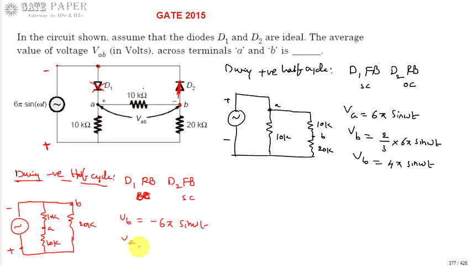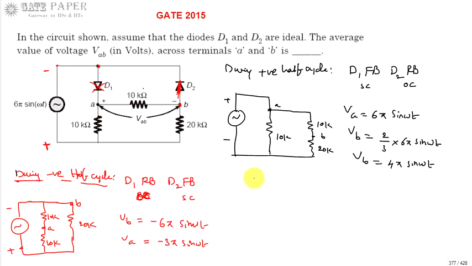So this is node A. VA is nothing but, according to the voltage division rule, 6π is going to be dropping across 10k and 10k, so you will get half the voltage. So that is minus 3π sin ωt. So this you can write as 6π sin ωt during 0 to π. Okay, so minus 6π sin ωt, minus 3π sin ωt.